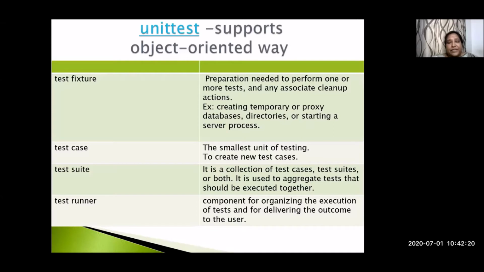And the next, Python supports an object oriented way. Here I have listed the 4 cases. The first one is test fixture. What is a test fixture? At the beginning of any program, we have to do the setup. The setup is nothing but the test fixture. It is going to collect all the necessary functions for that particular program. The necessary functions may be a proxy database, directories, or starting server processes. So test fixture is nothing but the setup.